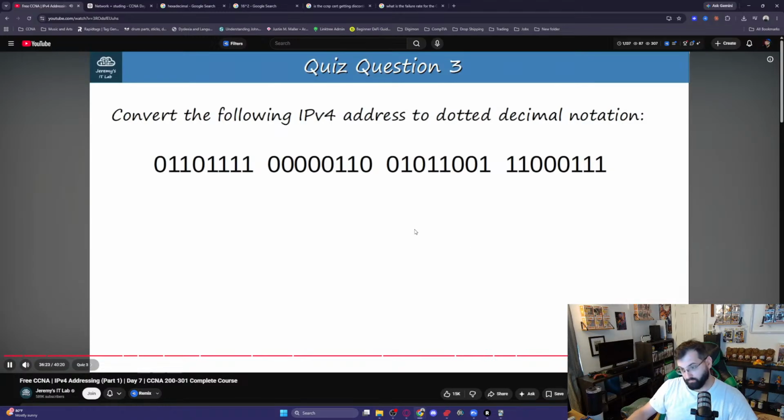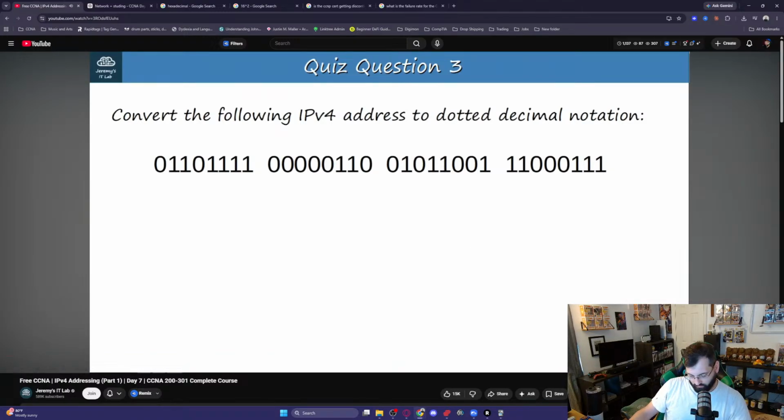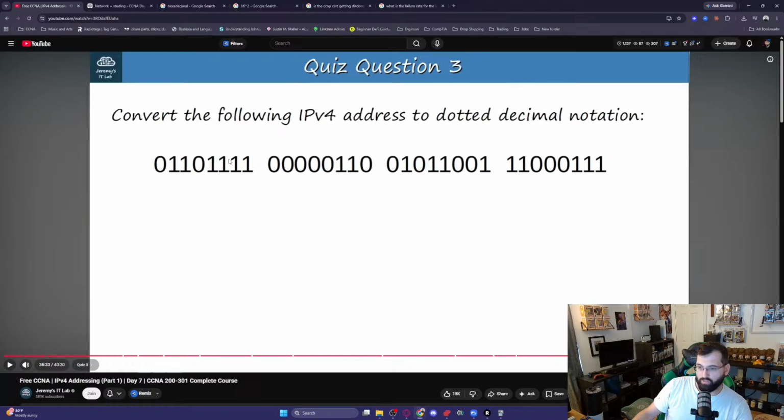Convert the following IPv4 address to dotted decimal notation. Pause the video to solve the question, and unpause to check your answer. Okay, here we go. I'm going to add them up going this way, starting here. So we have 1 plus 2 plus 4 plus 8. No 16. There's 32 and 64. So that should be 111.